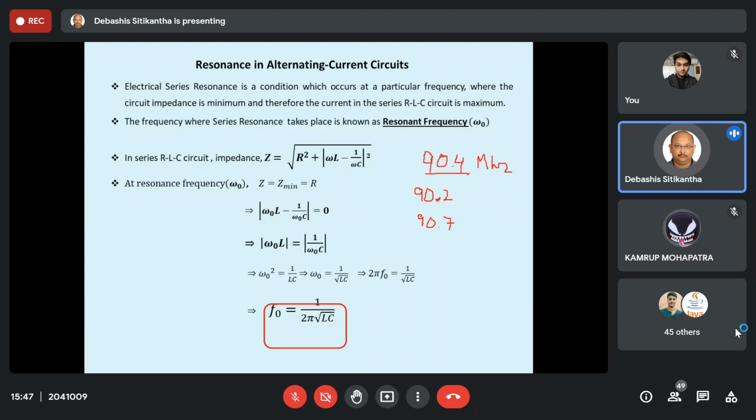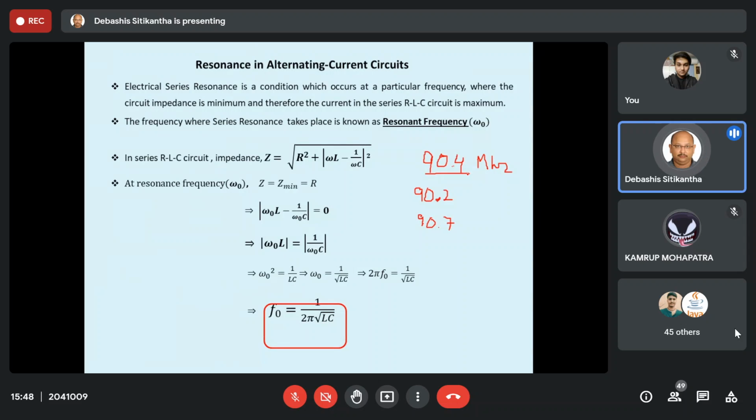Now let us understand what this resonance is in electrical terms. Okay. So resonance electrically is of two types. One is series resonance, the other one is parallel resonance. Now, since the parallel RLC circuit is not there in your course, we will not discuss that. We will only concentrate on series electrical resonance.